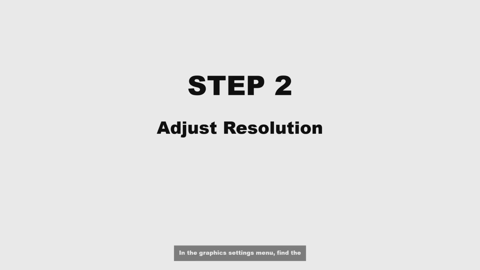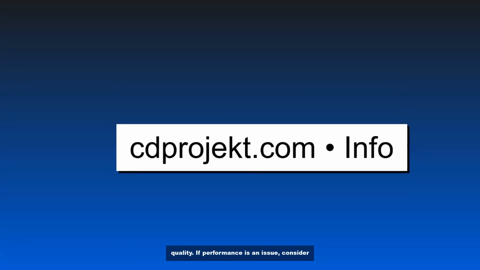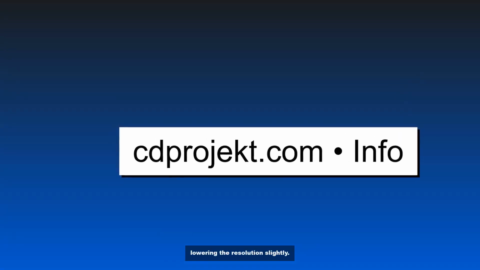Step 2. Adjust resolution. In the Graphics Settings menu, find the Resolution option. Set it to your monitor's native resolution for the best visual quality. If performance is an issue, consider lowering the resolution slightly.